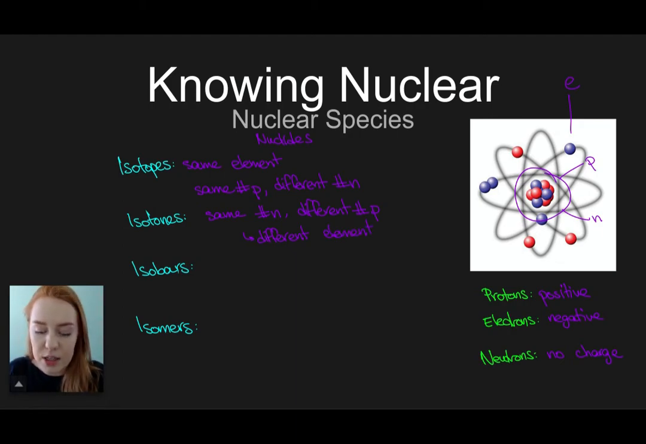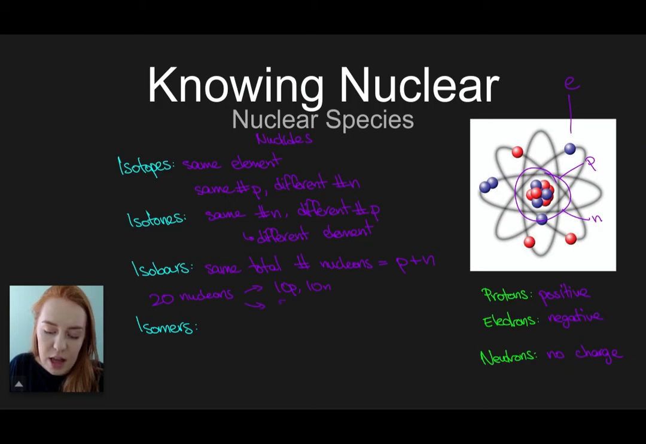Next, we have isobars, which have the same total number of nucleons. And remember, nucleons are protons plus neutrons, okay? So an example of this would be, imagine you had 20 total nucleons. You could have 10 protons, 10 neutrons, or you could have 8 protons, 12 neutrons, and both of these would be isobars of each other.